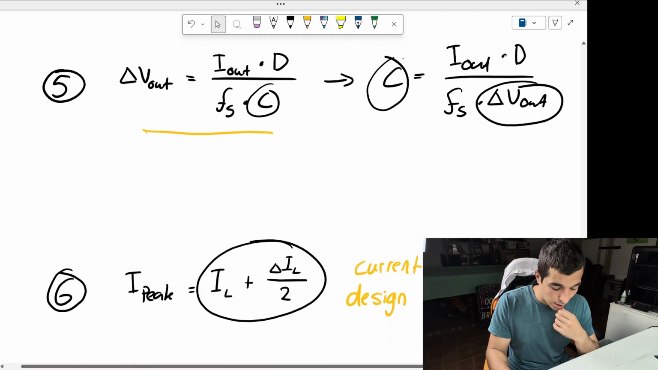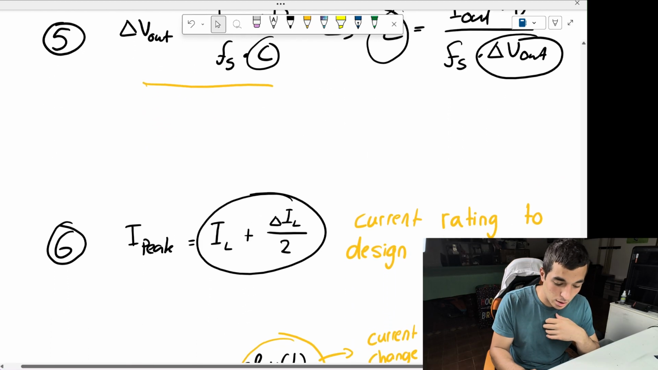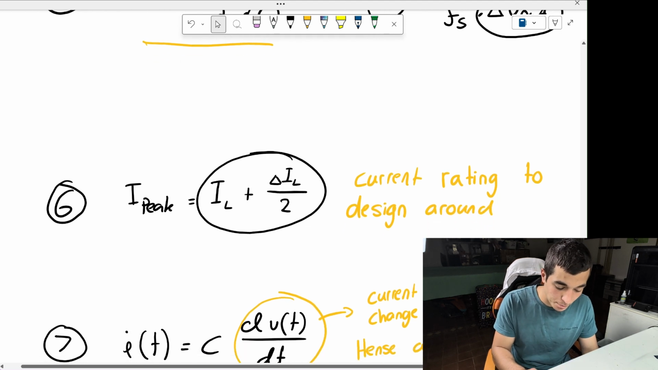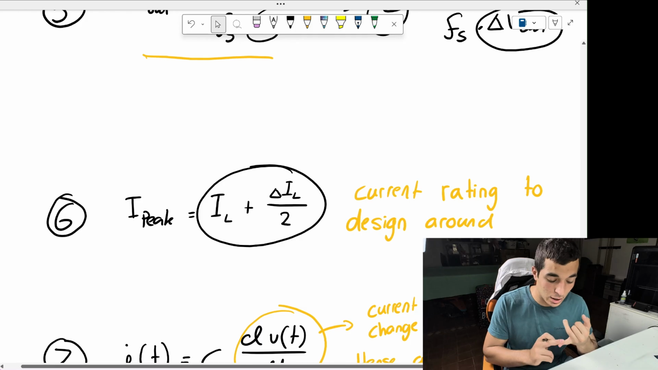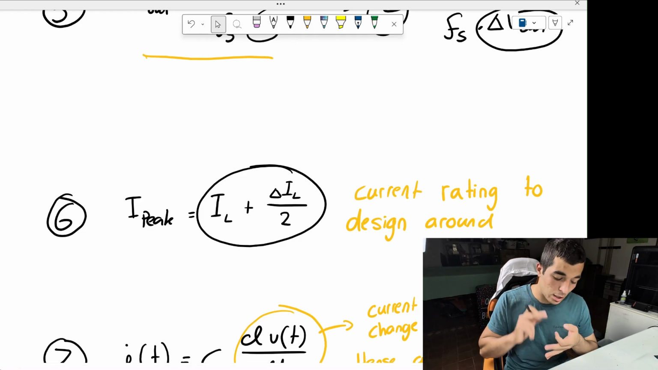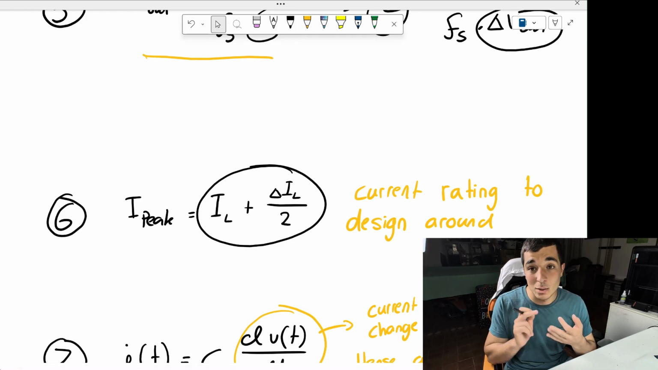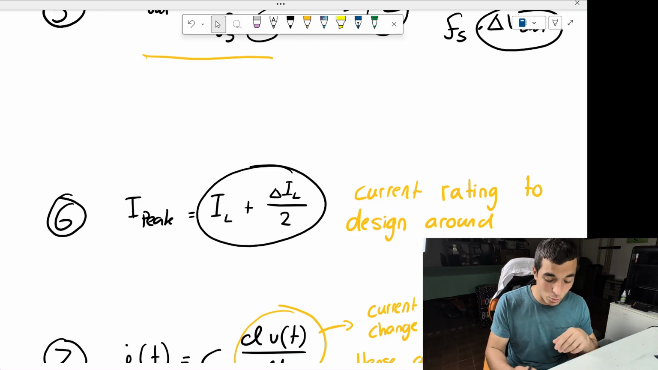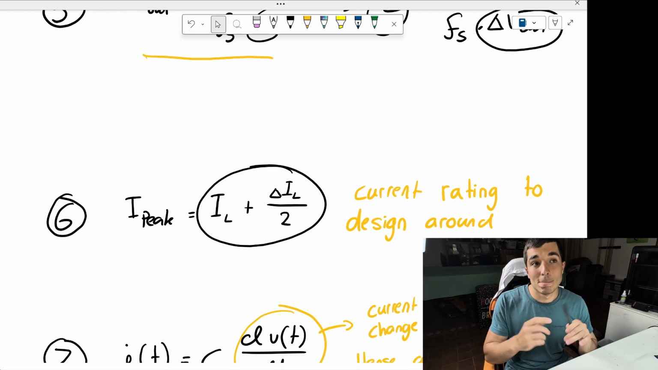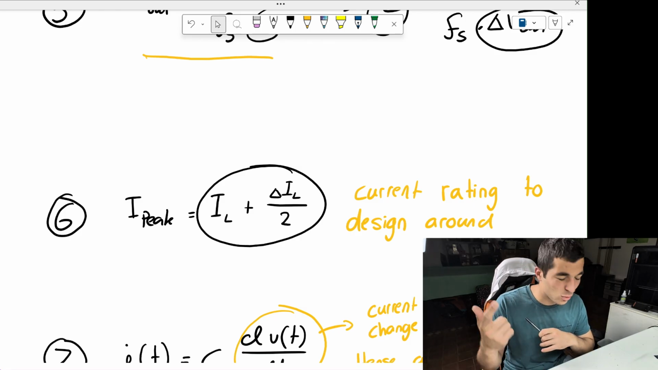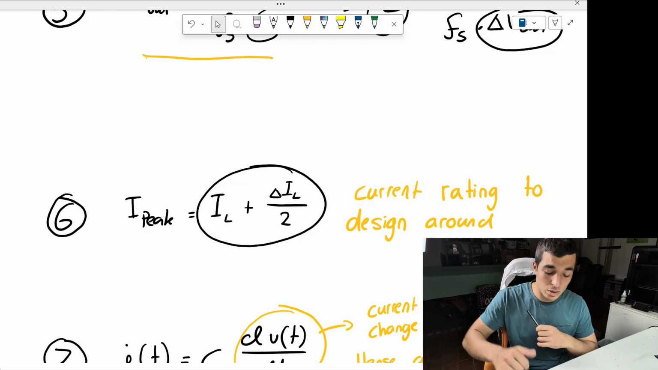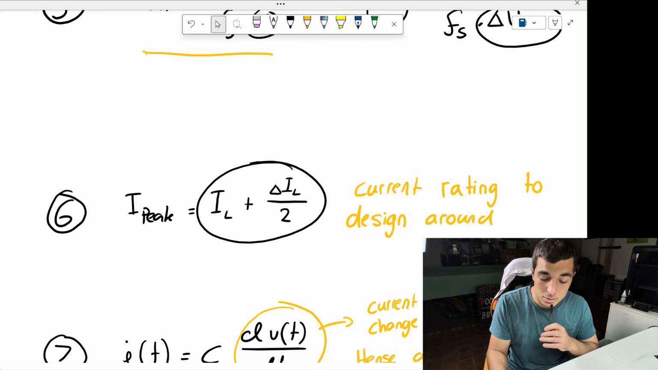All right, and then you have peak current, which is important. So you have to design the MOSFET around the peak current, and the diode, and all that sort of stuff, because they will all see the peak current. And then once you find the peak current, go a little bit above that too, right? Because you might get spikes, ringing, and that can shoot current pretty high.